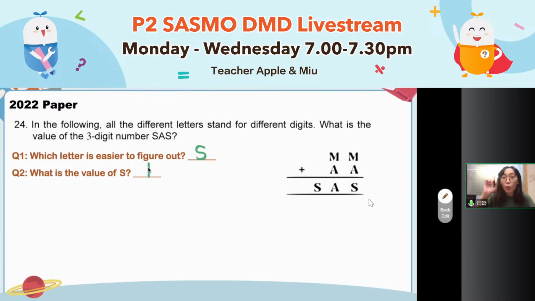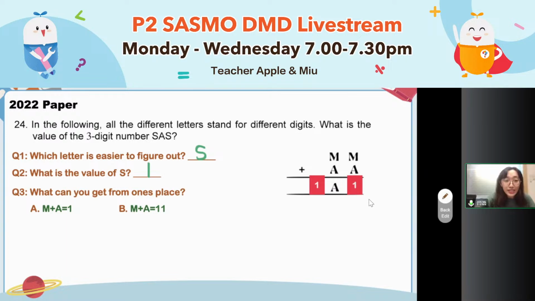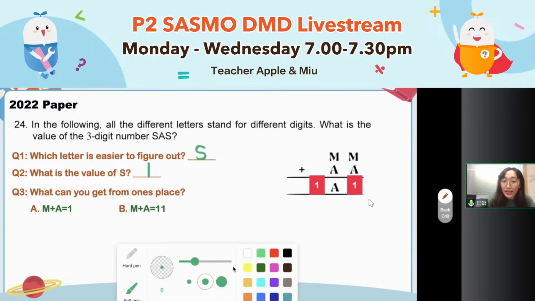And do remember that when it comes to number puzzles, as long as you can figure out the value of one letter, you just write it down. That is, every S in this question should be 1, okay? You just write down 1. And after that, what should we do? Think about it. What can you get from ones place?